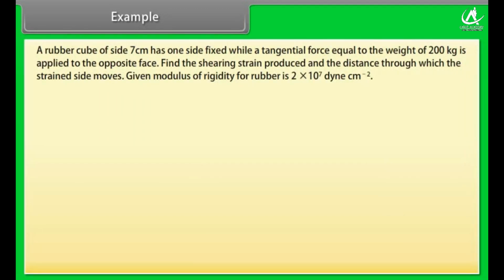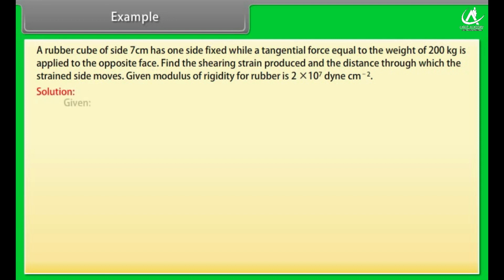Example. Let's take an example of elastic moduli. A rubber cube of side 7 cm has one side fixed with the tangential force equal to the weight of 200 kg applied to the opposite face. Find the shearing strain produced and the distance through which the strained side moves. Given modulus of rigidity for rubber is 2 into 10 raised to the power 7 dyne per centimeter square.